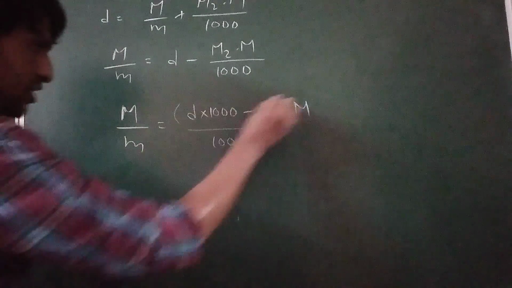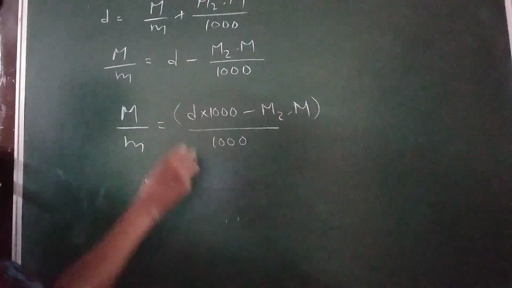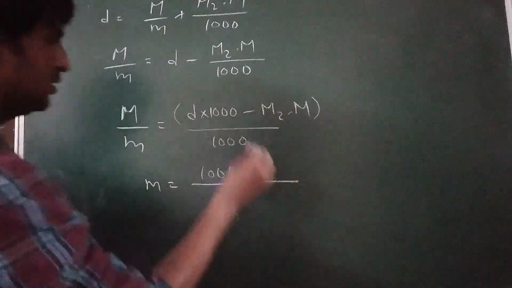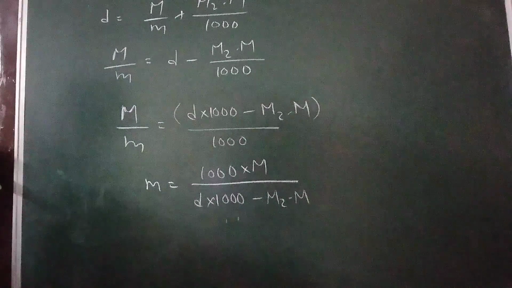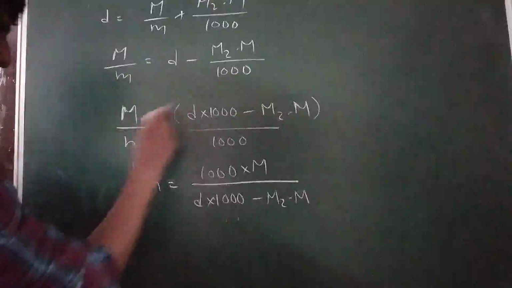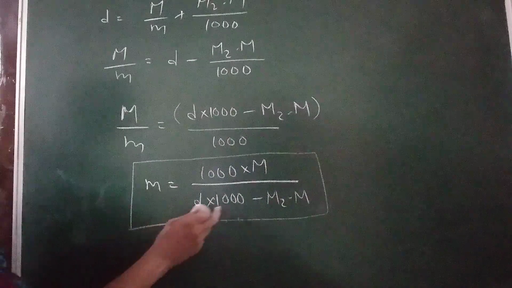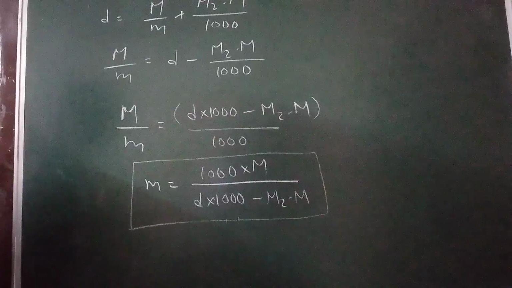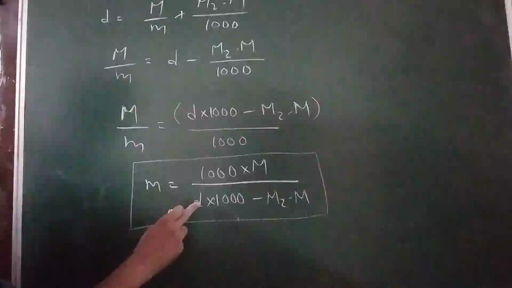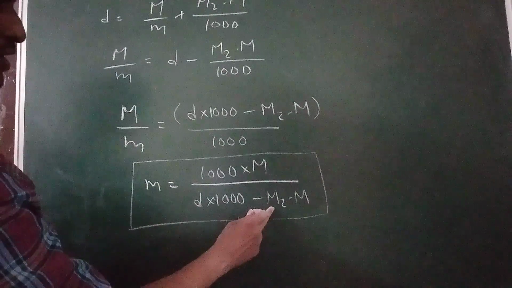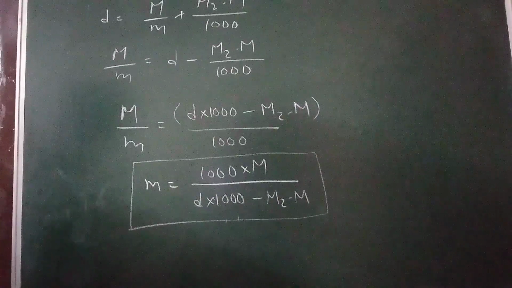From this relation, we can write molality is equal to 1000 into molarity by density into 1000 minus M2 into M. Here small m is molality of solution, capital M is molarity of solution, D is density of solution, M2 is gram molecular weight of solute, and M is molarity of solution. That is the derivation of the relation between molality and molarity.